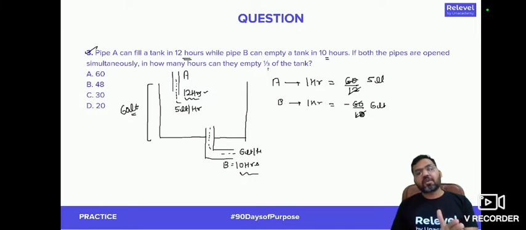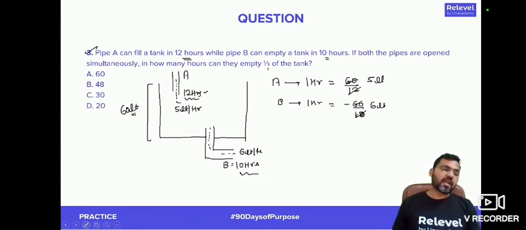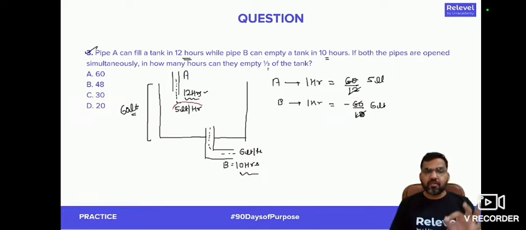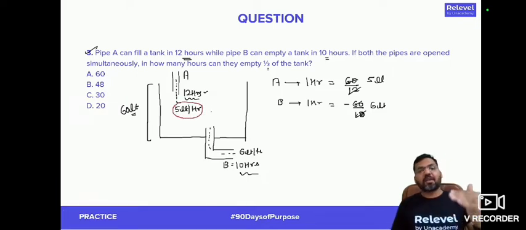Now, if both of the taps are open, if I open tap A as well as tap B, then you can see that if I open both the taps, then 5 liters per hour of water will be coming from tap A, and 6 liters per hour of water will be going out from tap B.